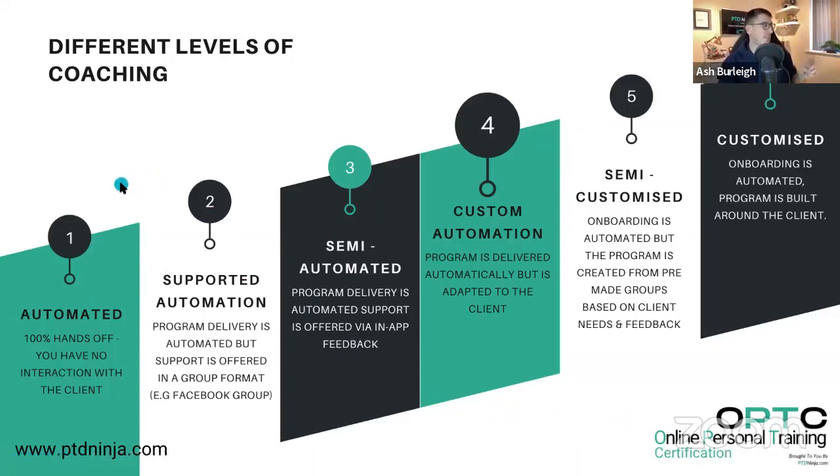Number 1. This is probably the most commonly accepted version of an online program. This type of online program has been around for a long, long time, way before online software like PT Distinction existed. This is the idea of a 100% hands-off, fully automated program where you have literally 0 interaction with the client. A good example of this might be a PDF that you download. Let's say you've gone to a website, you pay a few dollars and you download a PDF and it's got a program inside there. That type of program has been around for a long, long time.